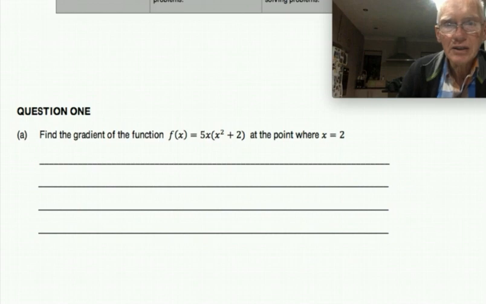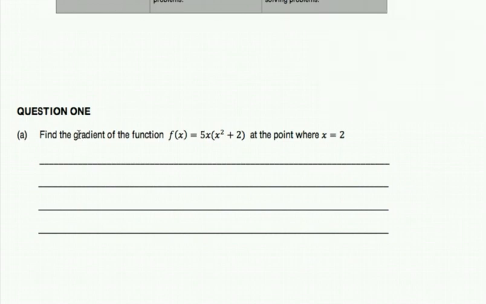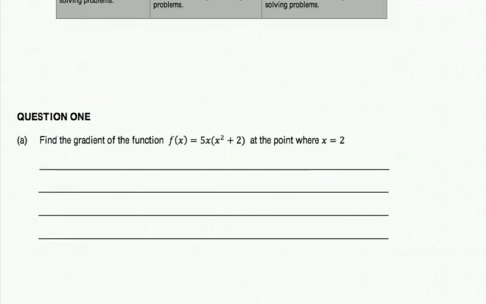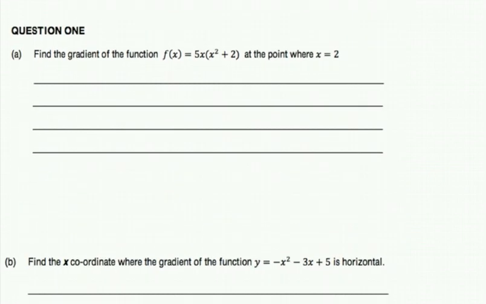Key word here is the word gradient. When you see the word gradient, that means you're going to have to differentiate. So we're going to differentiate this expression. Before we differentiate it, I'm going to expand it. So this will equal 5x cubed plus 10x. Differentiate it, so I'm going to change color.